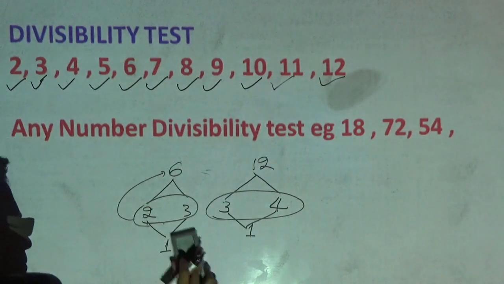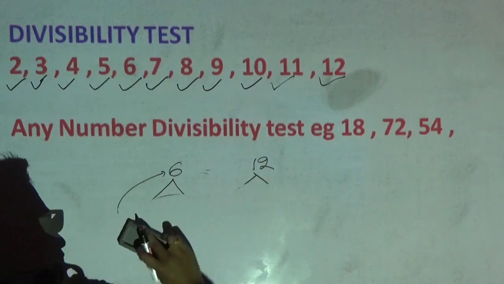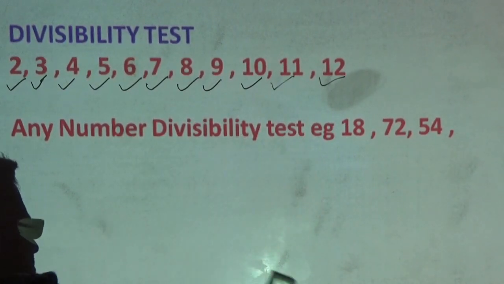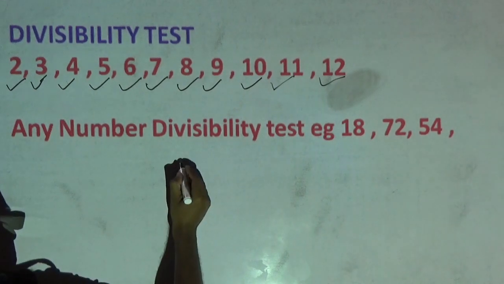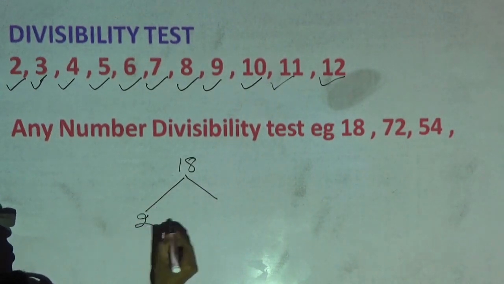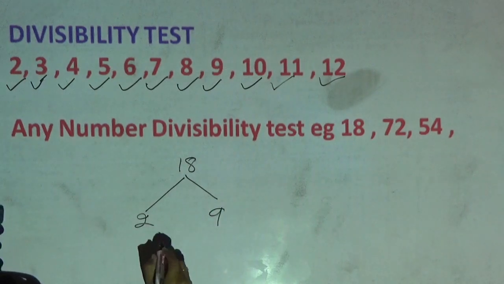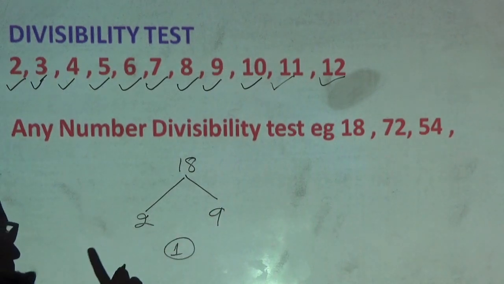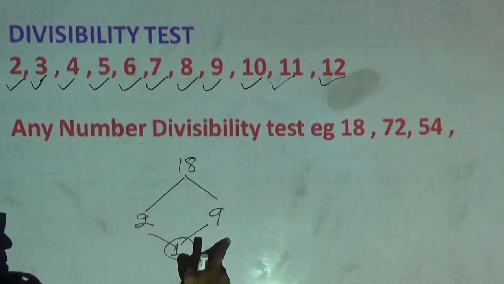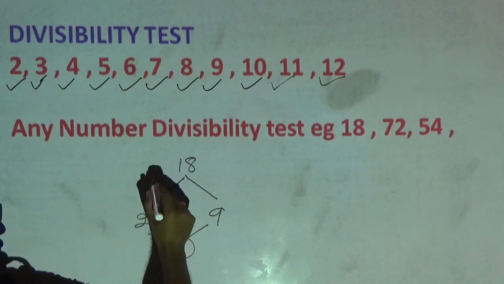So, you have to make a pair of numbers whose HCF is 1 and the product is the given number. Similarly, for 18, what should be your answer? It should be divisible by 2 and 9. 9 2s are 18 and the HCF should be 1. You have to pick a pair whose HCF is 1, that means they are co-prime numbers, and their product is the given number.